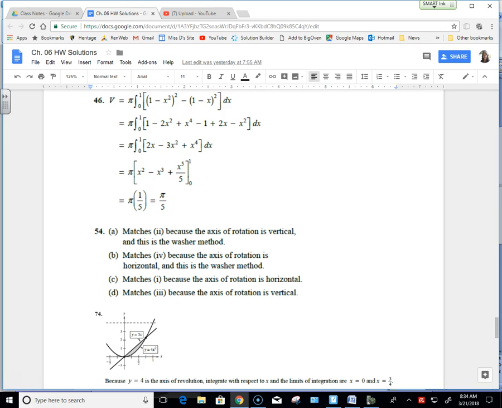Austin, you had a question. What's up, bud? I'm confused on how you know when you use the washer method when you're not given a graph. It's a word problem. Was this an example? Was there no graph given? There was no graph given. So it's hard to determine which one was on the top.